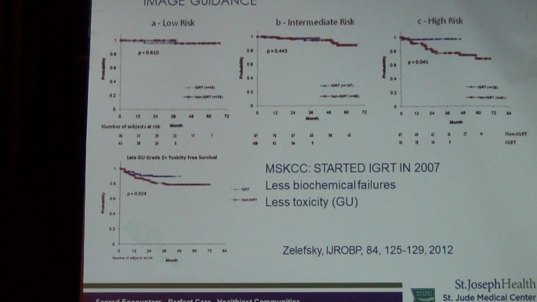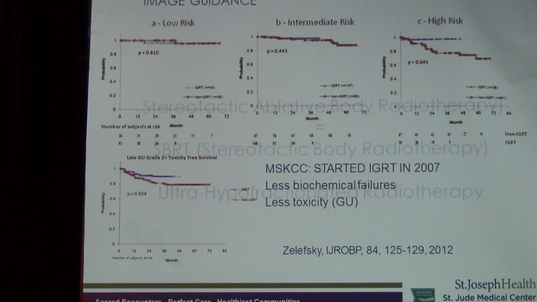IGRT, if we look at what image guidance has given us over the years, and again, this is one of the slide examples that you don't have to memorize, short of just saying, if we do better technology, we've demonstrated better outcomes. This is a slide from Memorial Sloan Kettering when they started to do this IGRT, so image guidance. We looked at CT while we were treating, and basically we saw less biochemical failures.